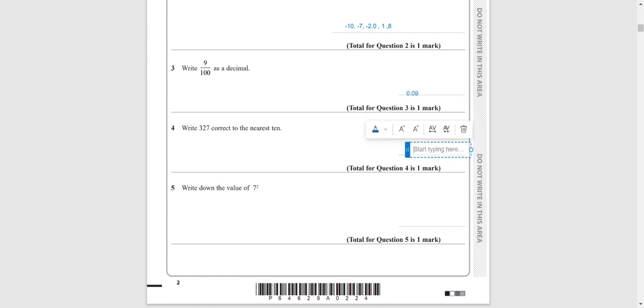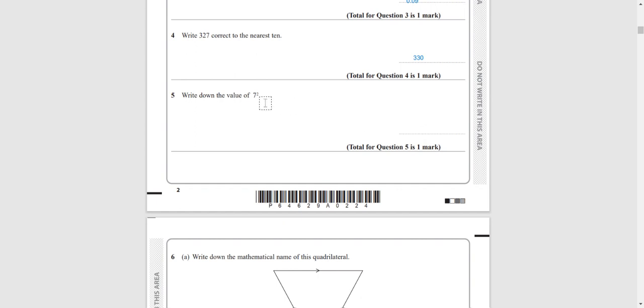327 correct to the nearest 10. Well, I'm going to look at this column here. 327. It's either going to be 320 or 330. This number here is a 7. That is my decider. That is what I would call that number, my decider, because that's the number that decides whether this stays as 2 or whether this rises to 3. And it's going to rise because that number is 5 or above. So my answer is 330.